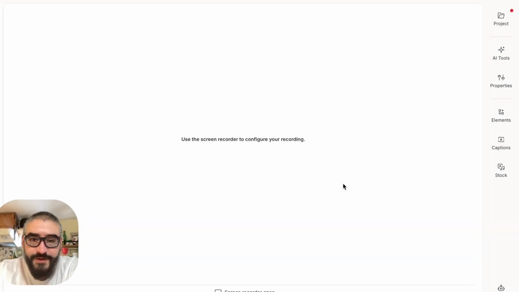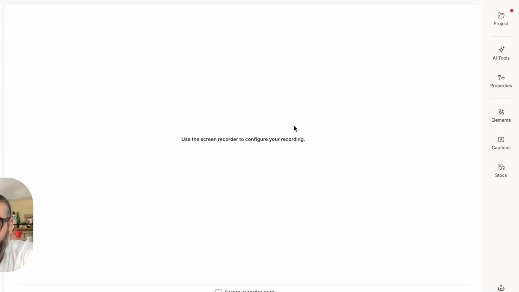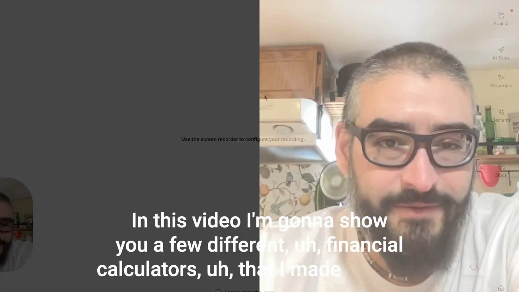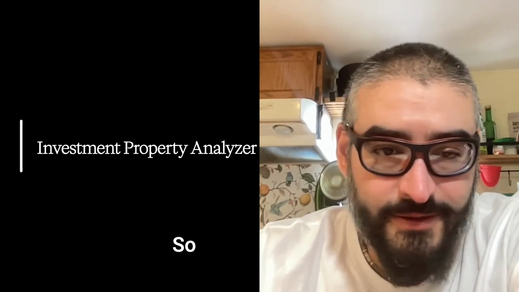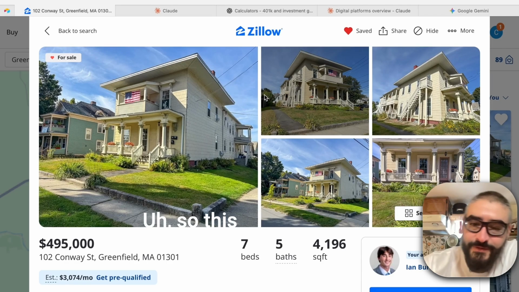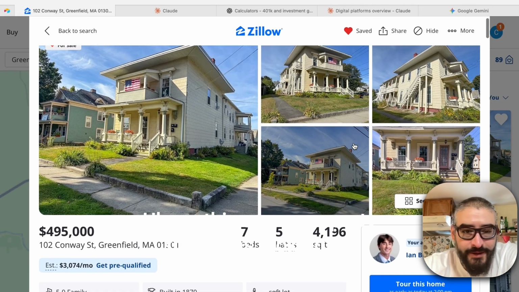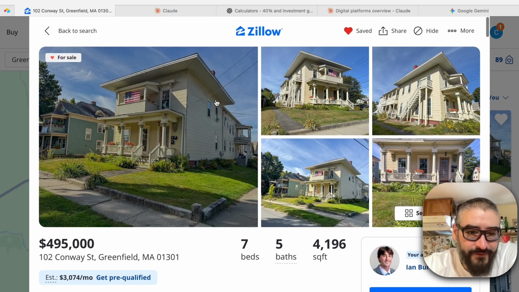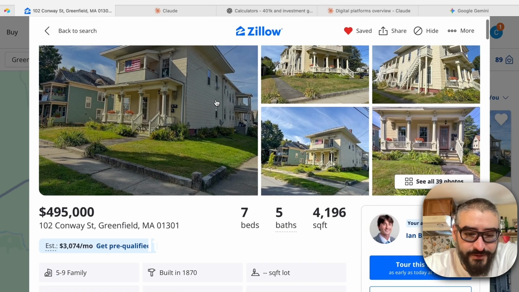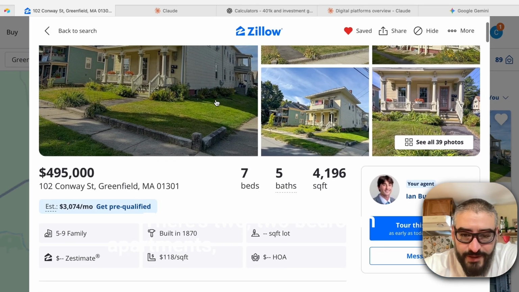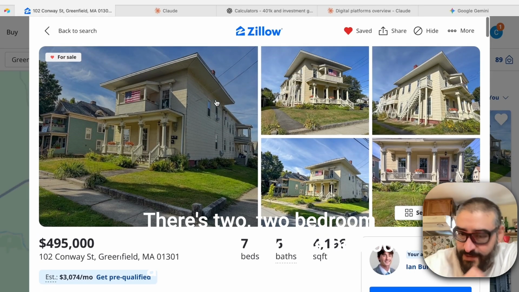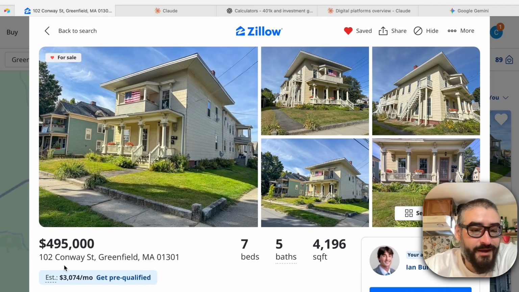All right, in this video, I'm going to show you a few different financial calculators that I made recently. So let's get started. This was a property that I was looking at potentially buying. It is a 5-unit rental. There's two two-bedroom apartments, two one-bedroom apartments, and a studio. And the asking price is 495K.